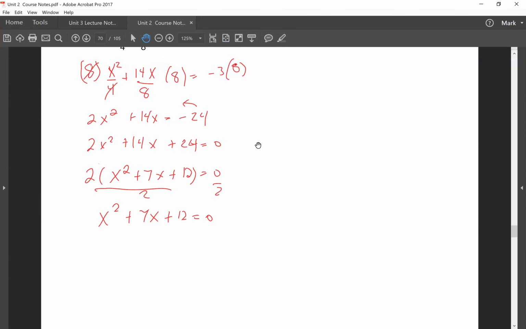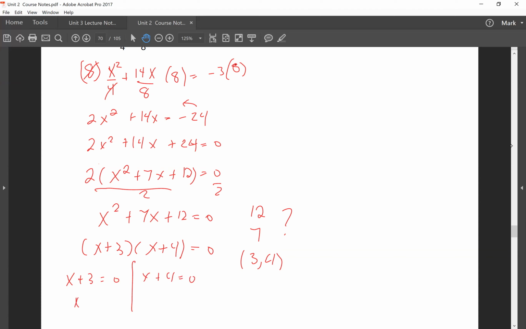All right, now I need to think of two numbers that are going to multiply to give me 12 and add to give me 7. As Dustin and Fatima said in the chat, that's 3 and 4. So this factored becomes x plus 3, x plus 4 equals 0. And then I set both sides equal to 0.